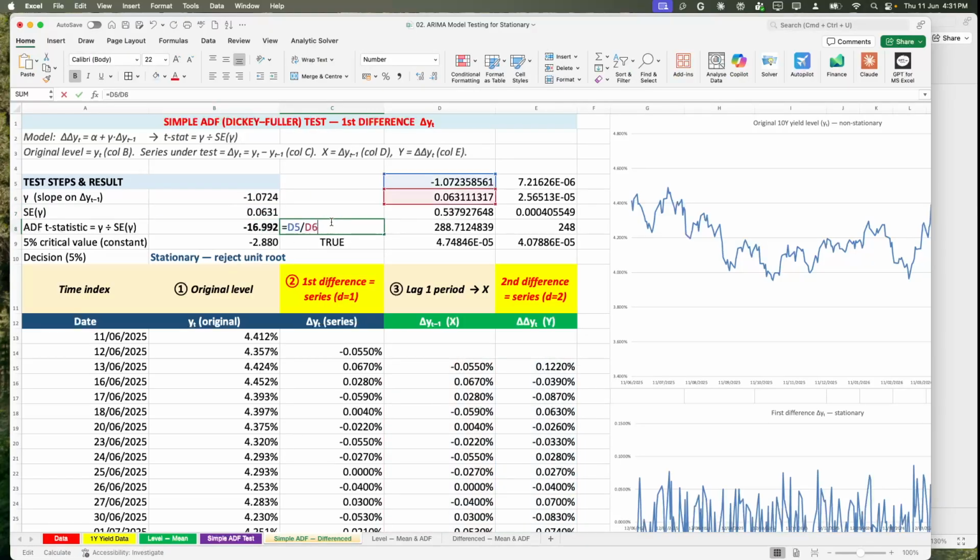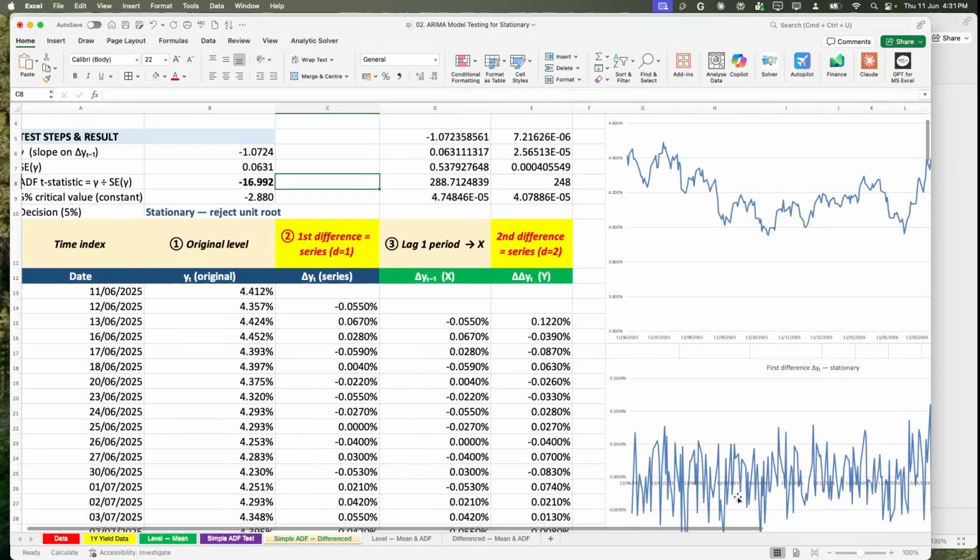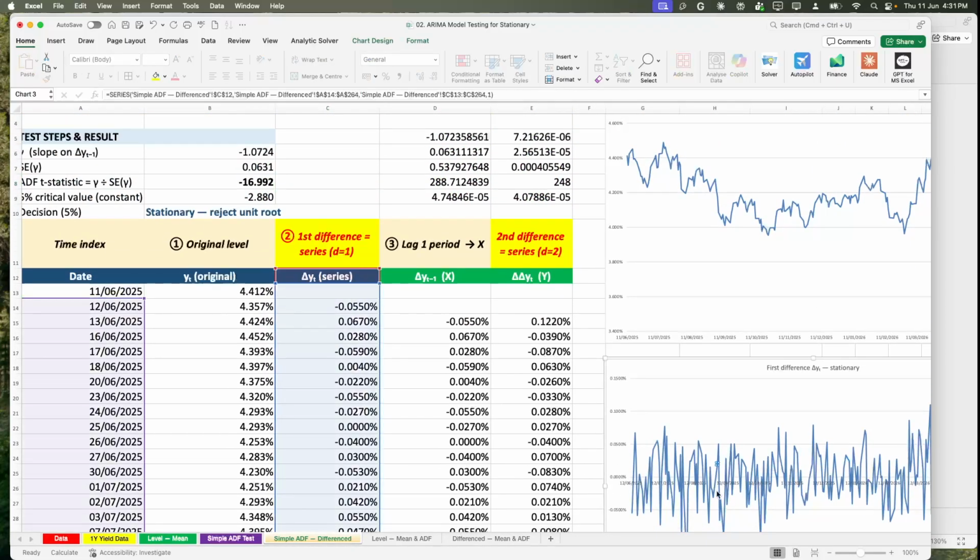Once you have calculated the ADF t statistic, we have to compare whether it is less than the critical value. If it is true, then we can say it is stationary. So now after differencing once, we are able to conclude that the data is stationary not only visually but also using the ADF test. So now we have done the three tests through Excel.